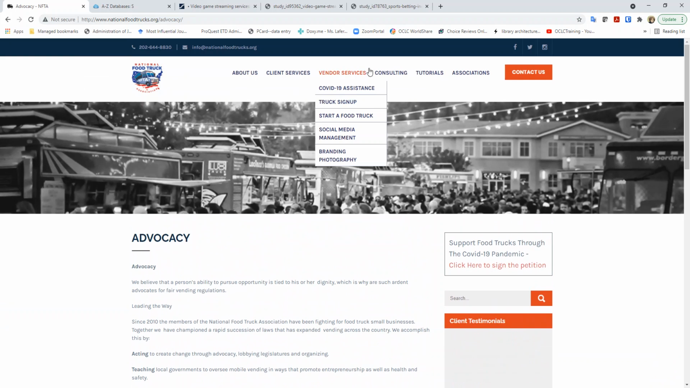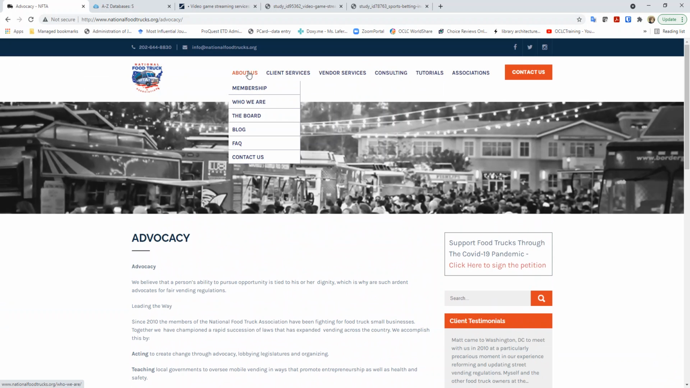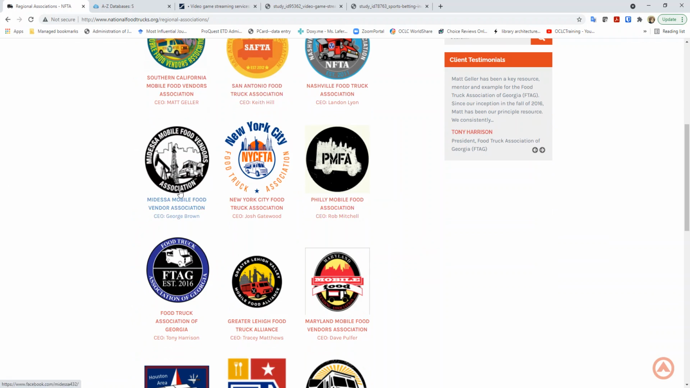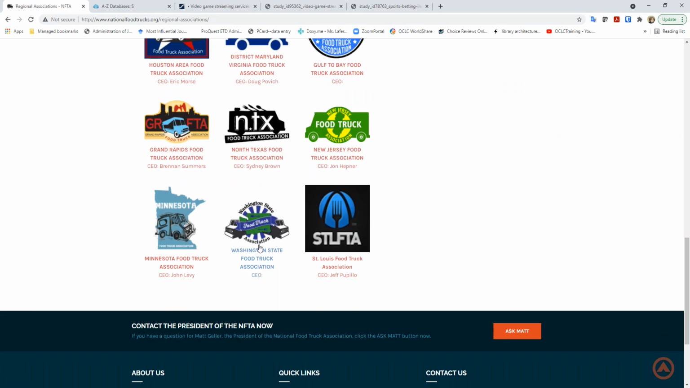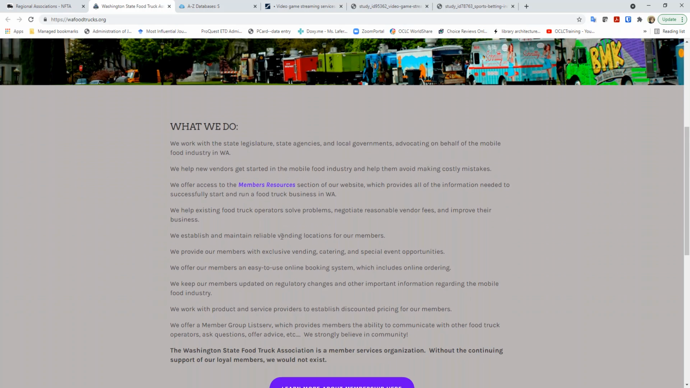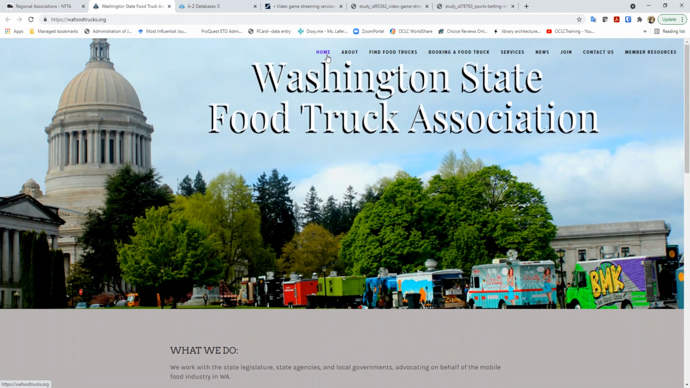So this isn't actually giving us exactly the information we want. Maybe we want to look at who we are, or what's this associations over here. If you click on that, this shows us that there are other associations, and it could be that food truck regulations are more local in character. So maybe we want to pick one of these and see what kind of issues are affecting food trucks in Washington. So for example, we're still looking for advocacy again.